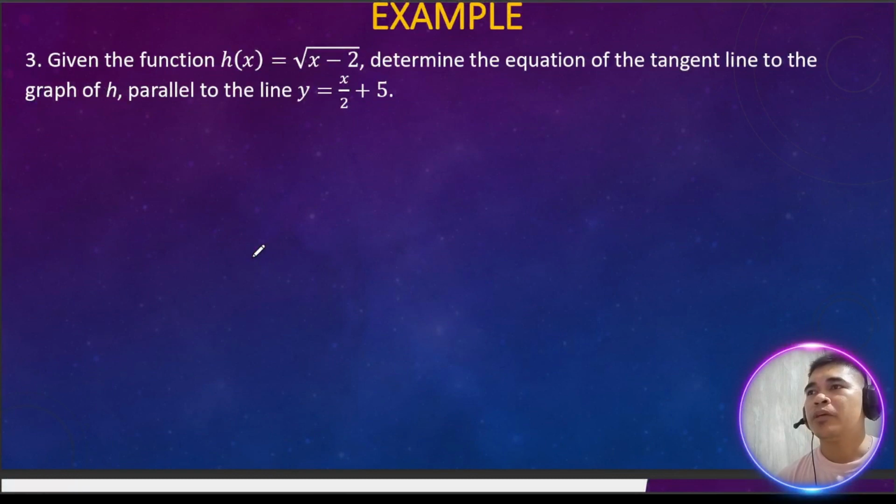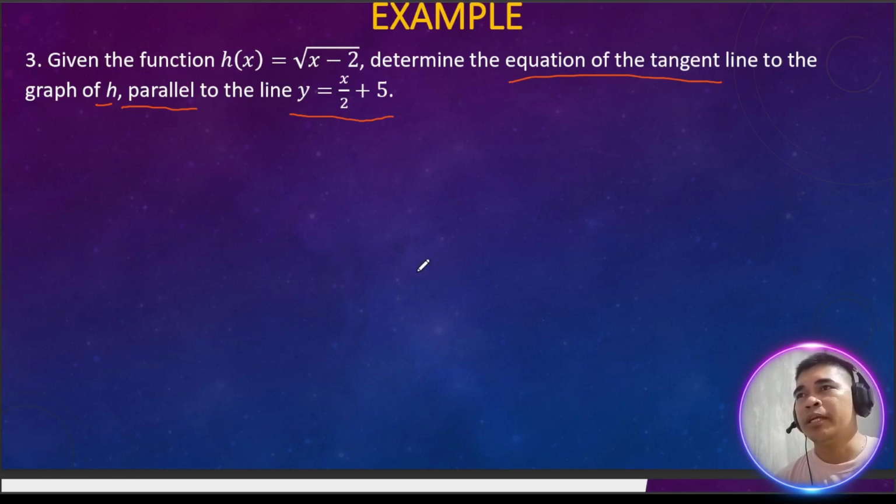Third example, given the function h of x equals square root of x minus 2, determine the equation of the tangent line to the graph of h parallel to the line y equals x over 2 plus 5. So with regards to the previous two examples, this is different. How are we going to solve this one? In this example, we have no given point, right? Compared to the last two previous examples, we have no point of the graph through which a tangent line passes.